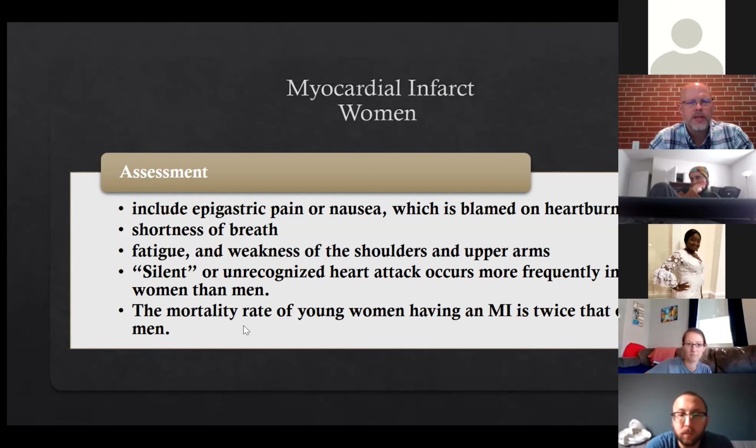Men have more heart attacks than women. However, women are twice as likely to die from an MI than a man. We figured that stat out. So men have more heart attacks than women. But if you're a woman that has a heart attack, you're twice as likely to die from it than a male. And I suspect it probably has a lot to do with the fact that they can present differently than men.